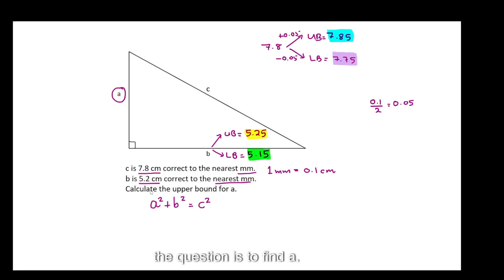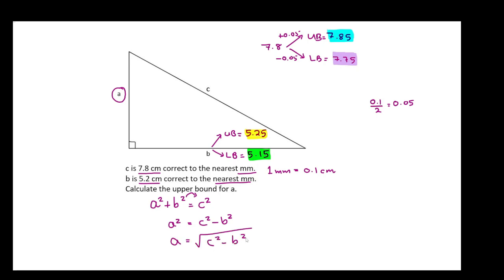But the question is to find A, so just move B to the other side. A squared is equal to C squared take away B squared. So my A is square root of C squared take away B squared. Now, the next part is the tricky part. So I need to find the upper bound for A. So that is the maximum value of A.